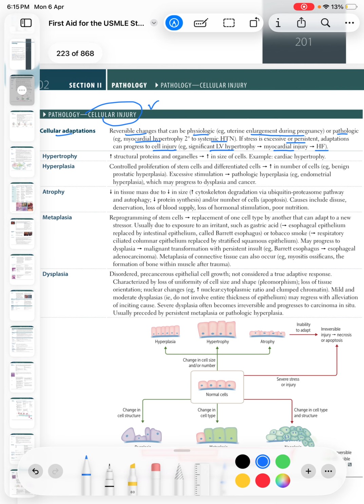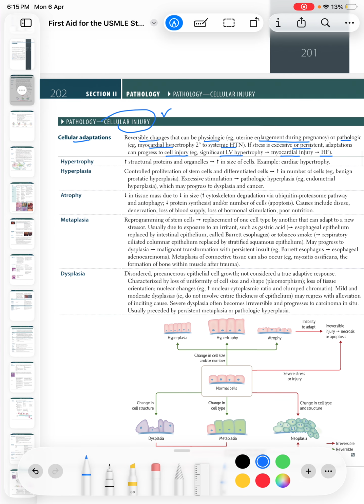Okay, so what we have studied, cellular adaptation. Cellular adaptation can be both reversible, that is physiologic, or irreversible, that is pathologic. Now, what are the examples of physiologic? These are uterine enlargement, which occurs during pregnancy, or pathologic, which is myocardial hypertrophy, that is secondary to systemic hypertension. Whenever there is excessive systemic hypertension, it leads to heart failure.